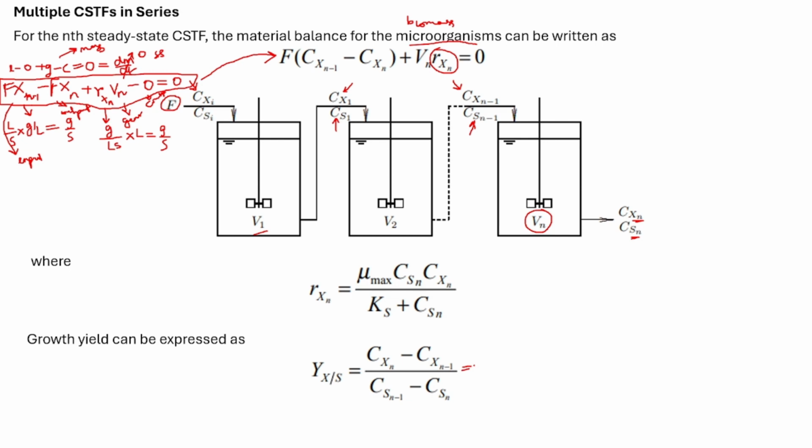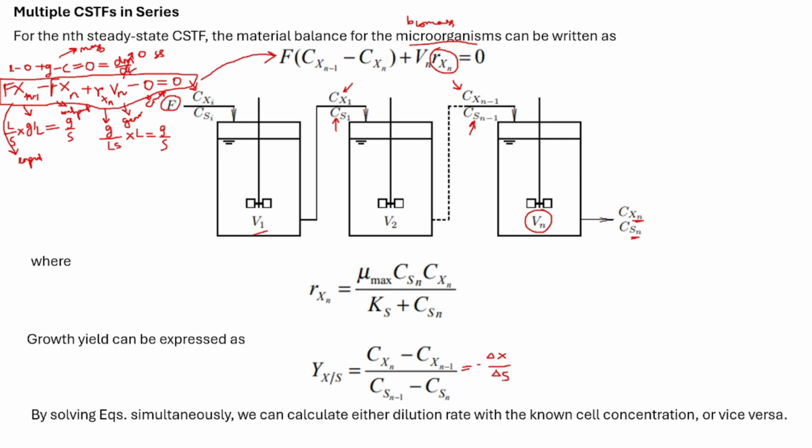So here we can write it as del x by minus del s. These things are already discussed. Now, if we solve these equations, we can get the dilution rate with the known cell concentration, and vice versa.